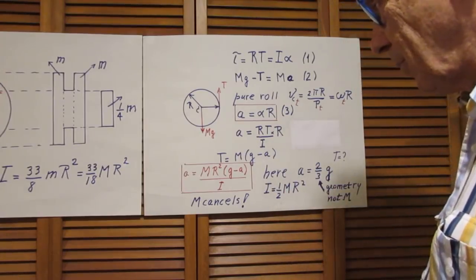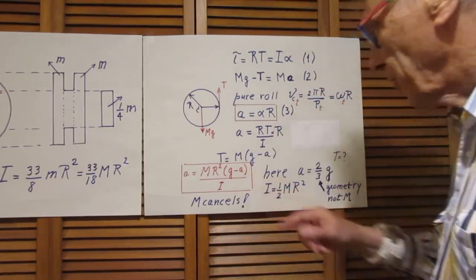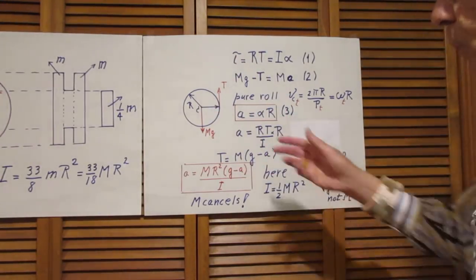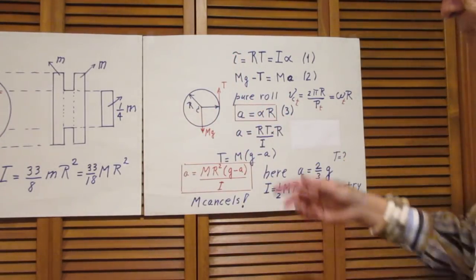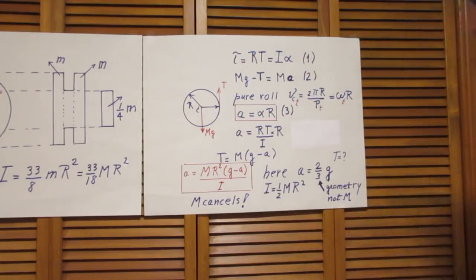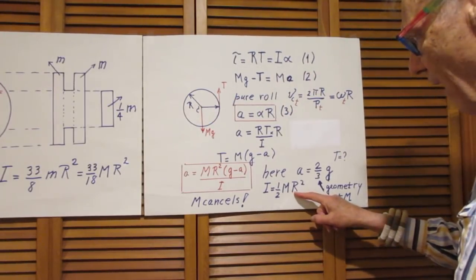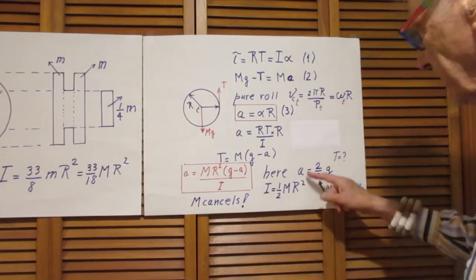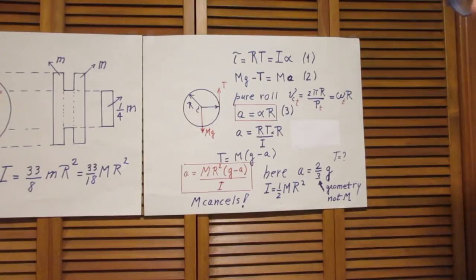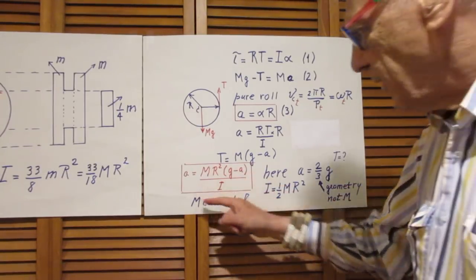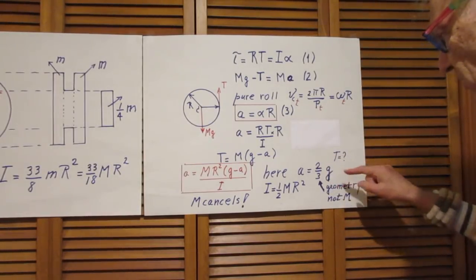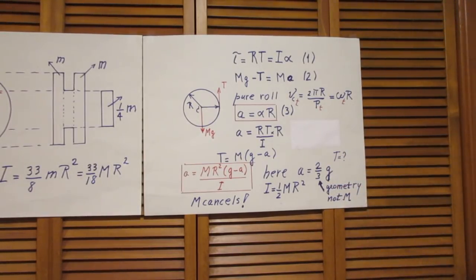Now, in this case, we know what I is. In this case, I is very simple. It's 1/2 mr squared, 1/2 capital M, like this, r squared. If we substitute this 1/2 mr squared in here, we find immediately that A is 2/3 g. Notice that m cancels. So this 2/3 g is entirely the result of geometry, not of m.